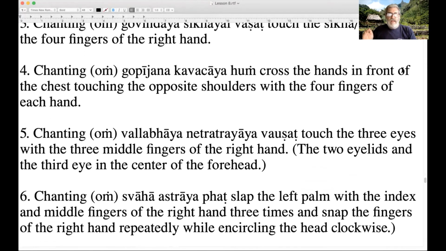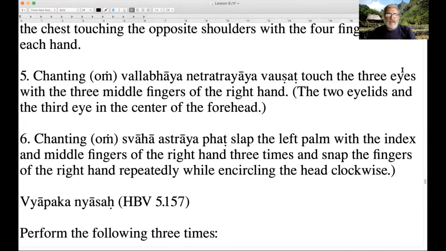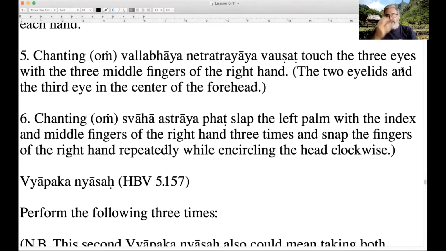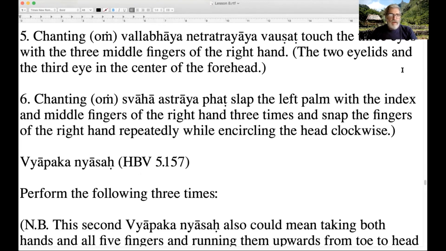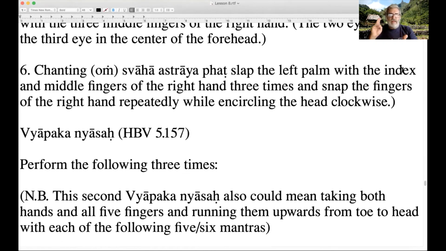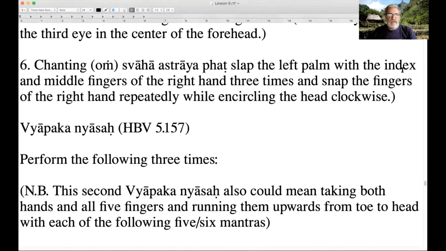Om Gopijanaya Kavachaya Hum, cross the hands in front of the chest, touching the opposite shoulders with the four fingers of each hand. Om Vallabhaya Netra Trayaya Vaushat, again three eyes, touching the three eyes with the three middle fingers of the right hand. Om Swaha Astraya Phat, slapping the left palm with the index and middle fingers of the right hand three times, and then snapping the fingers, encircling the head clockwise.